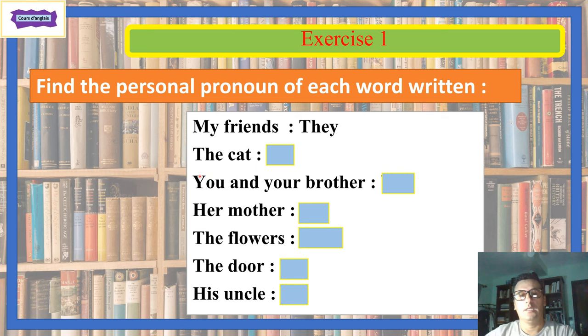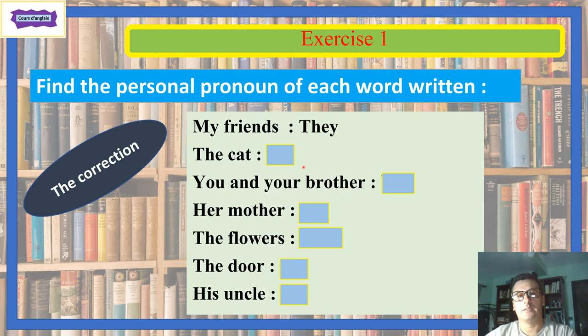Alors, la correction maintenant. The cat, c'est it. Donc, le pronom personnel de the cat, qui est le chat ou bien la chatte, c'est it. You and your brother, c'est you. Her mother, c'est she. The flowers, they. The door, it. His uncle, he.